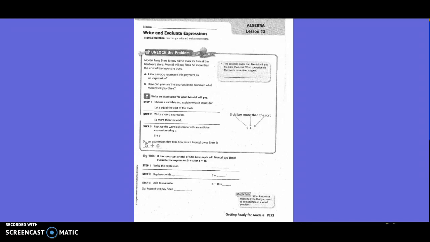Okay, how can you use the expression to calculate what Montel will pay Shay? The problem states that Montel will pay $5 more than the cost. What operation do the words more than suggest? So are we going to add, subtract, multiply, or divide? We are going to do addition, correct?